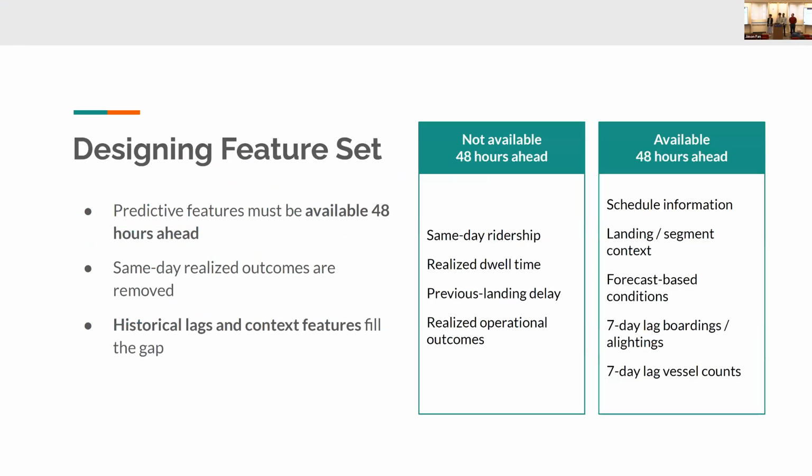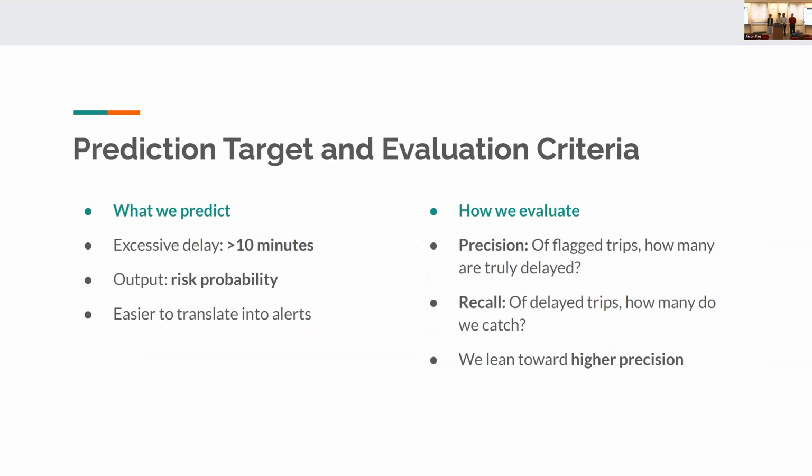And that 48-hour-ahead setting changes the feature design quite a bit. In the associative model, we can use realized same-day information like actual ridership, realized dwell time, and previous landing delay. They can all explain the delay after the fact. But in this predictive setting, those variables are not available. So we want to remove those variables and focus on decision-time information, such as schedules, landing segment context, forecast-based conditions, and historical lag features. For example, instead of using the same-day boardings, we use 7-day lag boardings.